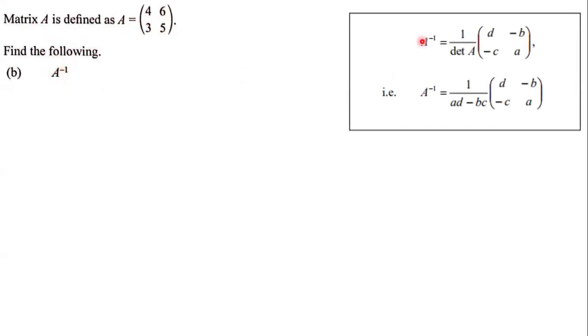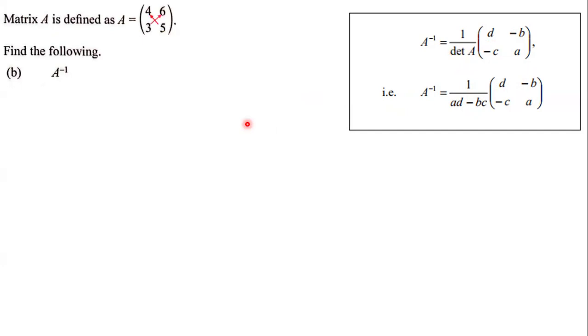Here's the formula. A inverse is equal to 1 over the determinant of A multiplied by the adjoint, which basically means that we have to switch A and D, and we have to negate this entry and negate that entry. Now, what is the determinant? The determinant is AD minus BC. So 1 over the determinant multiplied by the adjoint. And so let's determine first the determinant of A.